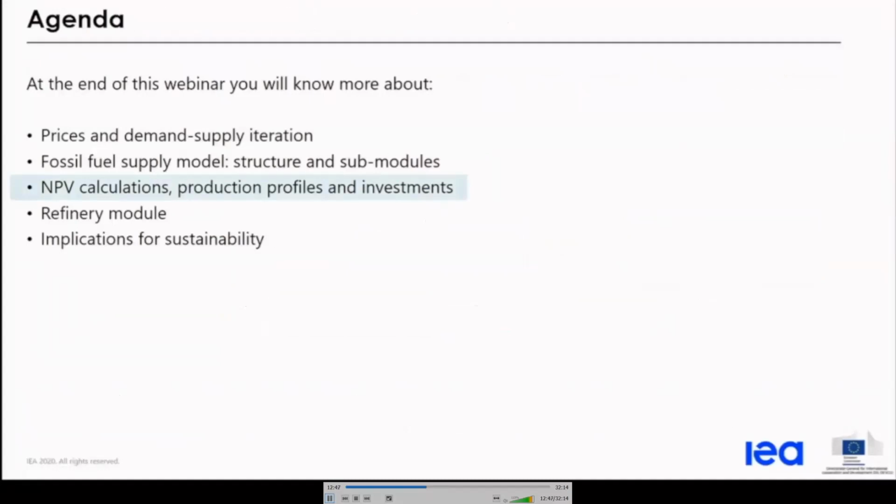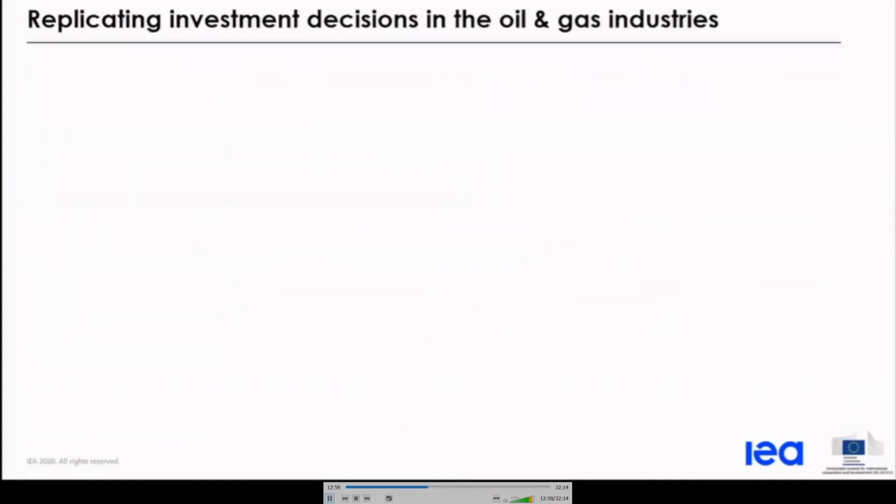Moving from the basics of the demand and supply model, we're going to also dovetail and talk more on the NPV calculations and the investment portion of the model. When we think about replicating investment decisions in the oil and gas industry, we take a similar approach as what happens in industry in the module itself and in the model itself. We look at the net present value calculation at a project level, and then scale that up on both a regional and a global basis for oil and gas supply.